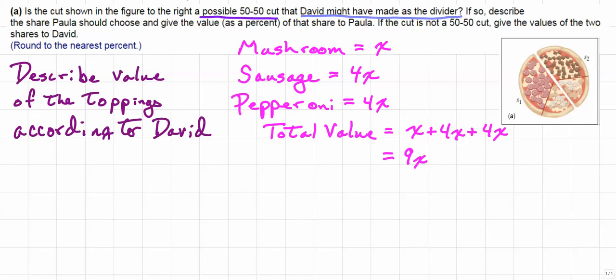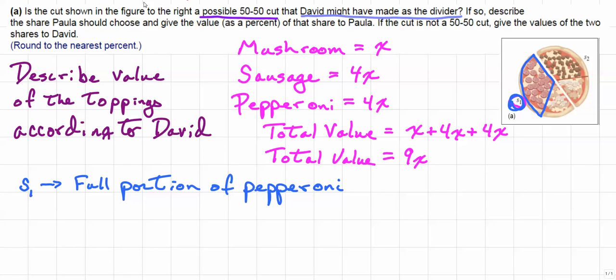Alright, so we're going to use this total value of 9x to look at the 2 pieces of the pizza. And we're going to consider side 1. Alright, so S sub 1, side 1. We'll look at this and notice that this has a full serving of pepperoni on it. So let's write that down.